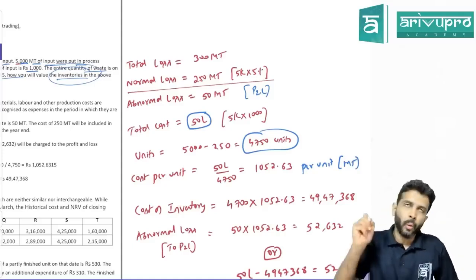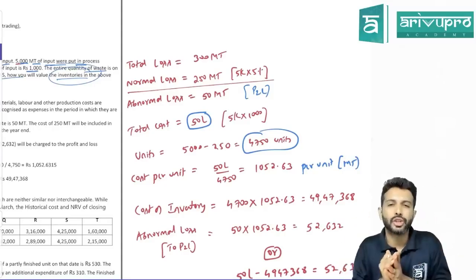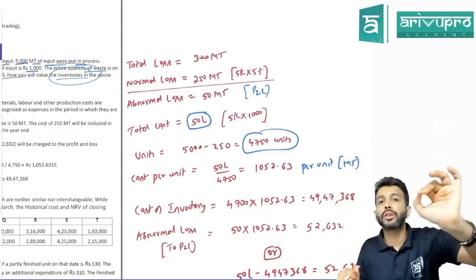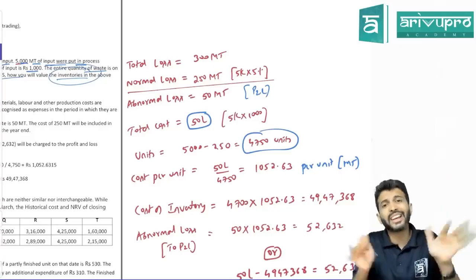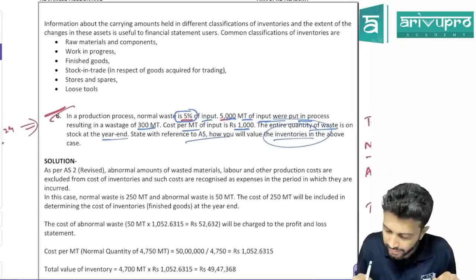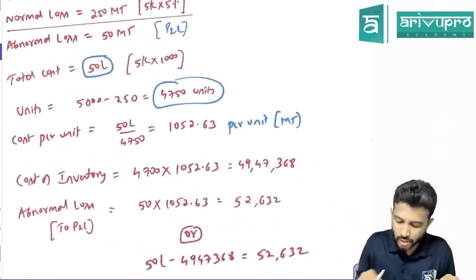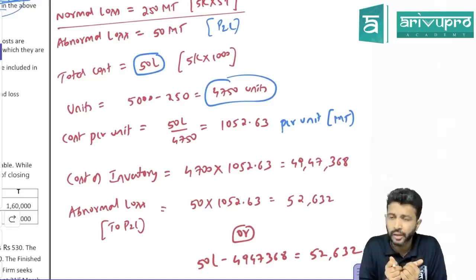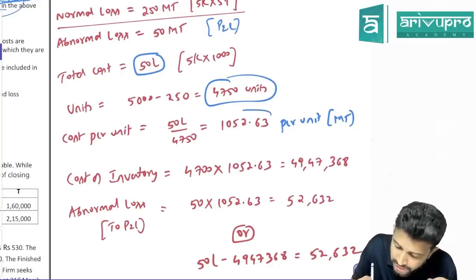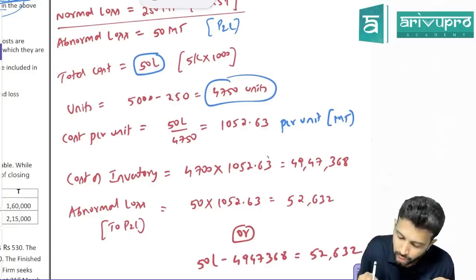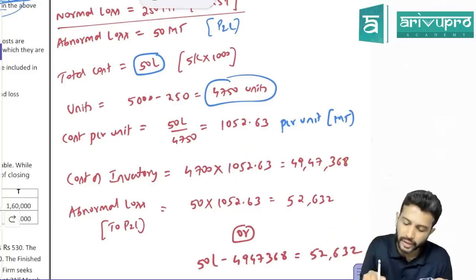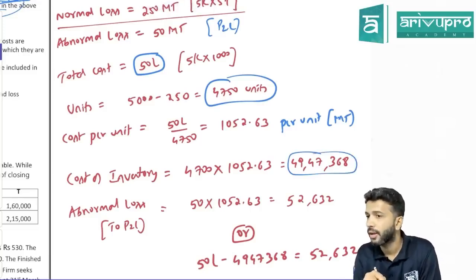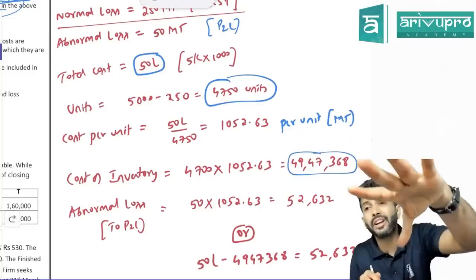Sir, totally how much is your wastage? 300. So 5000 meters you inserted, 300 is gone. How much remains? 4700. Did you sell anything, or did they tell you the entire quantity is in inventory? They only told in the problem that the entire quantity is there. So 4700 you have in your inventory. And for 1 unit, how much is the cost? 1052. So for 1 unit, 1052 will be transferred to the cost of inventory. For 4700, how much? 49,73,368. Got it? This is the cost that will get absorbed into inventory.